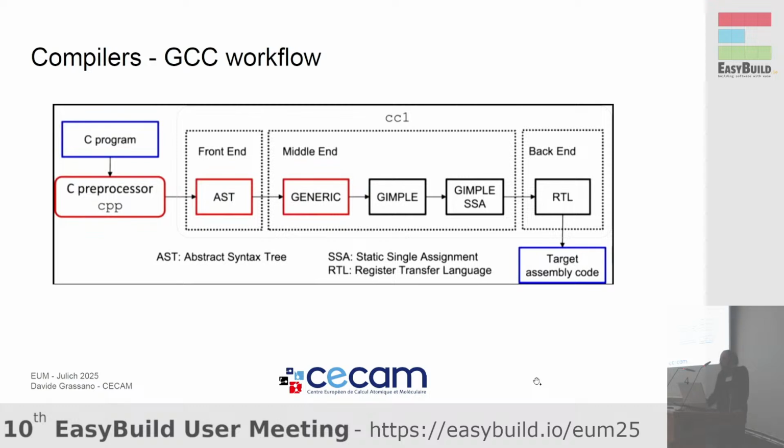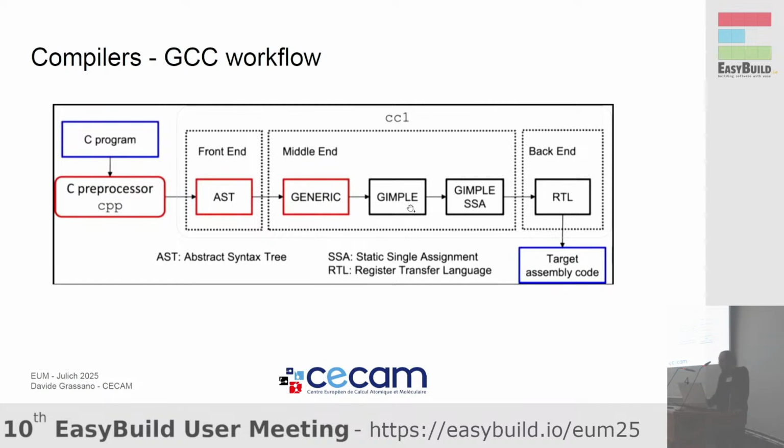As an example, this is how a typical GCC workflow goes, slightly simplified. You have your, for example, C program, it will go through the C preprocessor, and then into the front end of GCC, which will parse the code and transform it into an abstract syntax tree. This will then be passed to the middle end, and you will go through the first of three intermediate representations, which is called generic, and then through a series of tightly interconnected transformations and passes, your code will go through Gimple, which is another intermediate representation, and then through Gimple SSA.